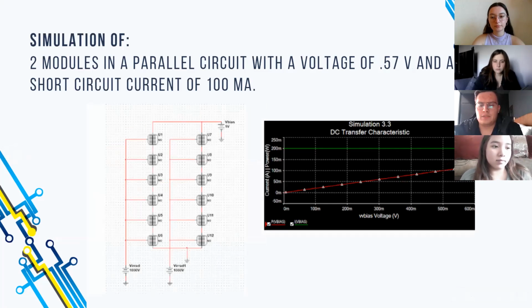After getting the first single module, we connected 2 modules in a parallel way. This was to see the behavior of the current and the power in this new array. This array resulted in a 200 milliampere current and a max output power of 114 milliwatts. It also had a max voltage in the open circuit of 0.57 volts.